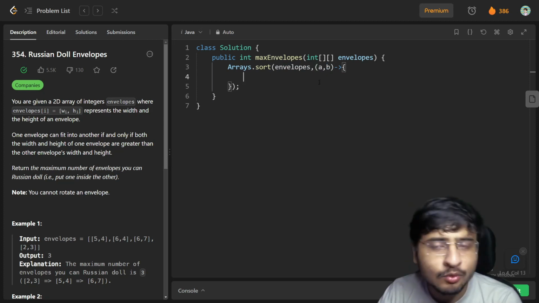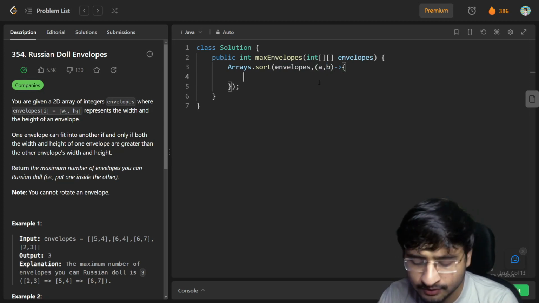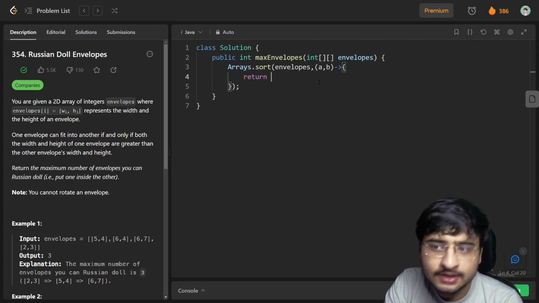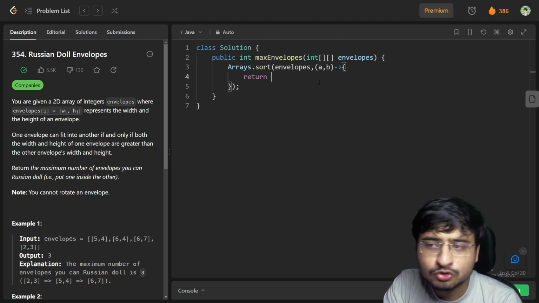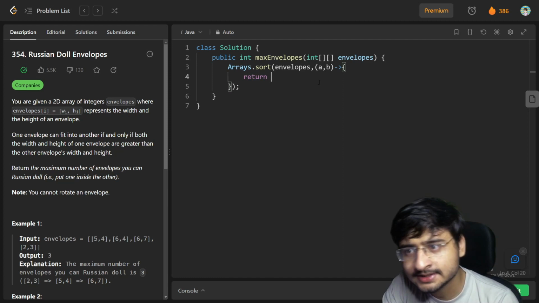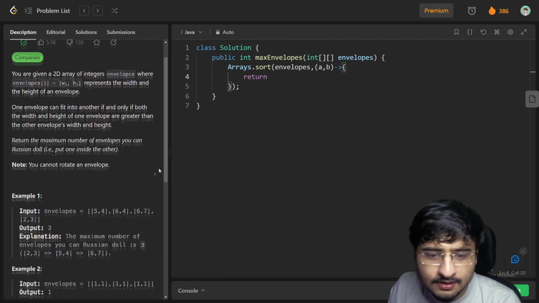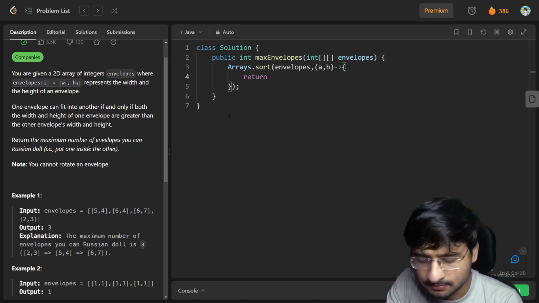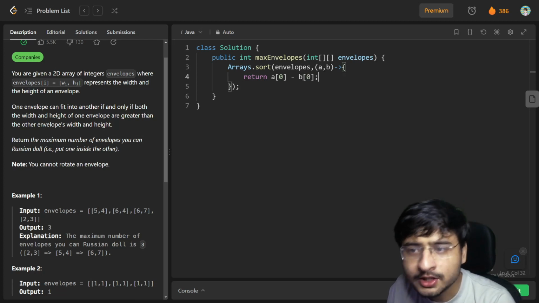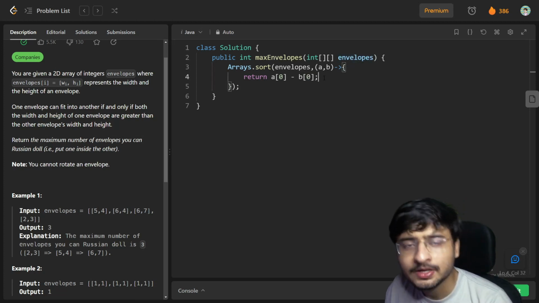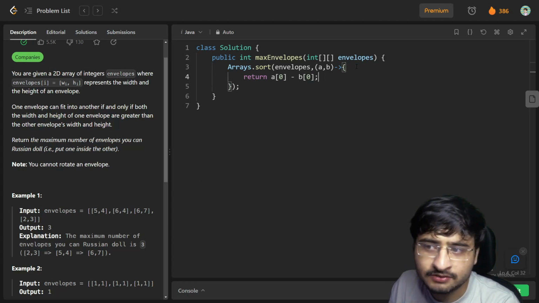Now, the direct formula I told you to sort: we have to write Java code here itself. If I want to sort on the basis of ascending order of widths, I can say return a[0] minus b[0]. This will sort this envelopes array in ascending order on the basis of their widths.